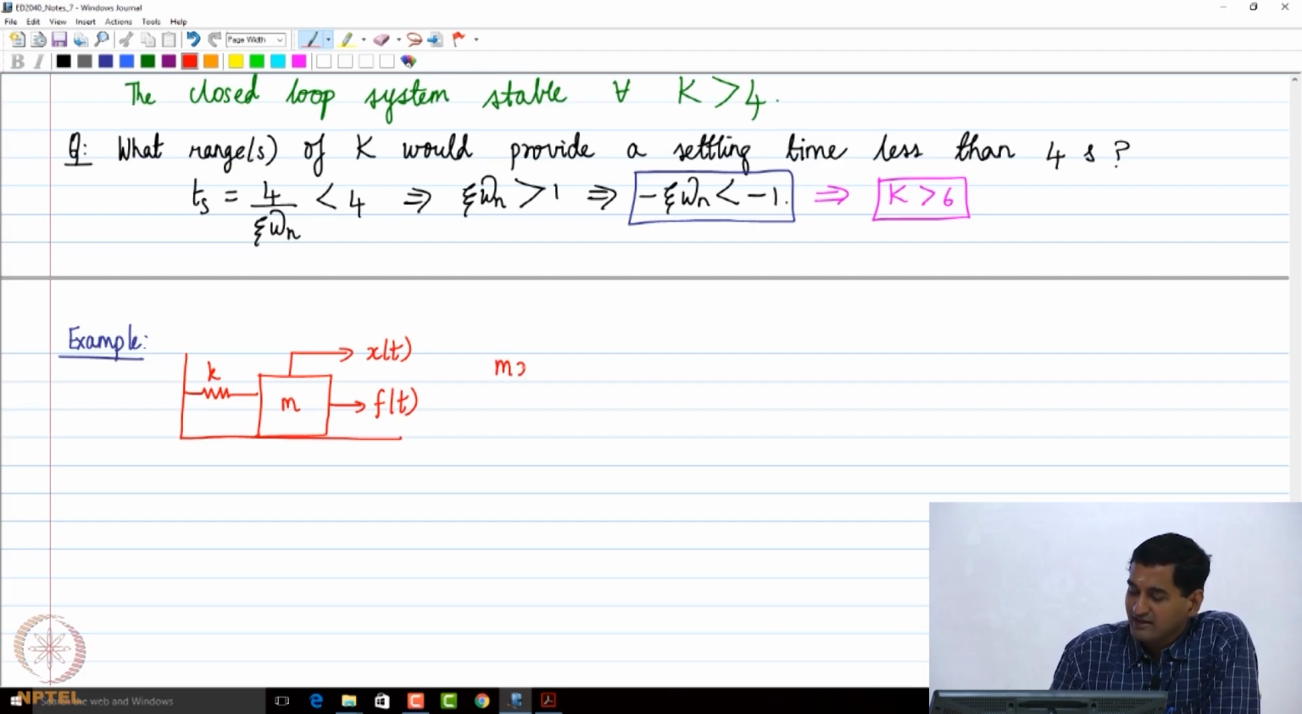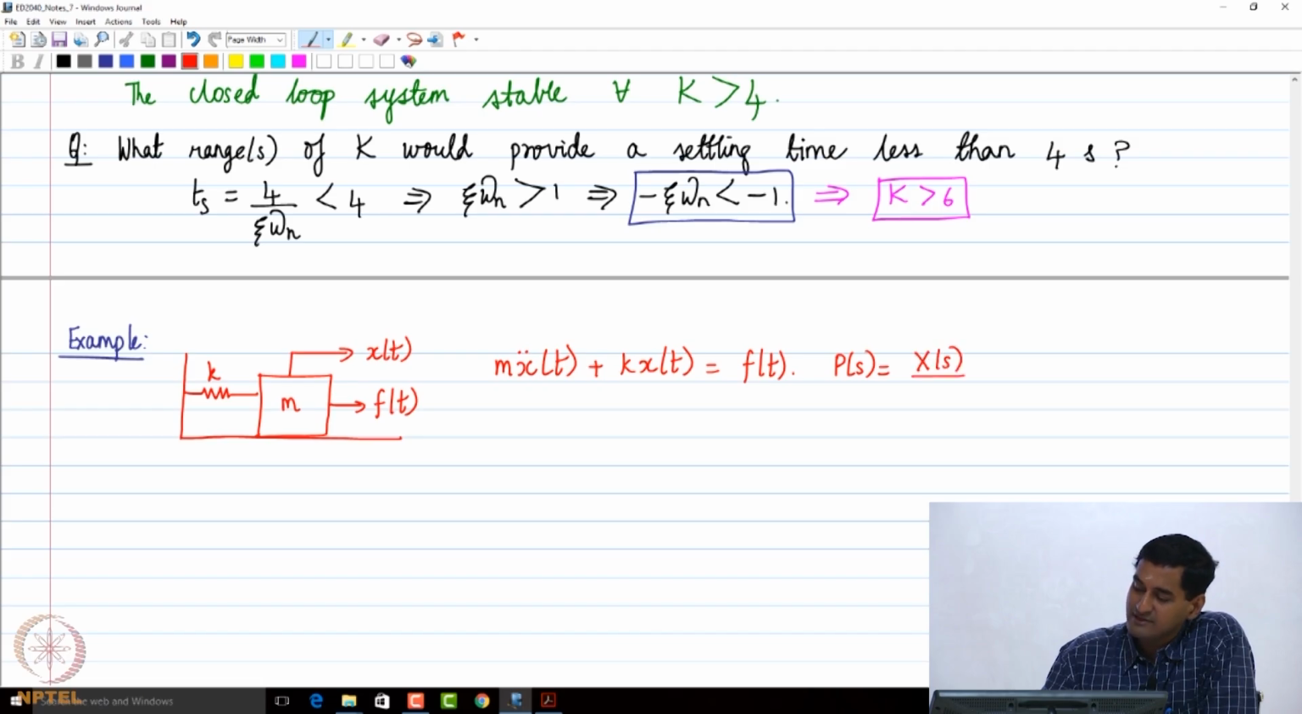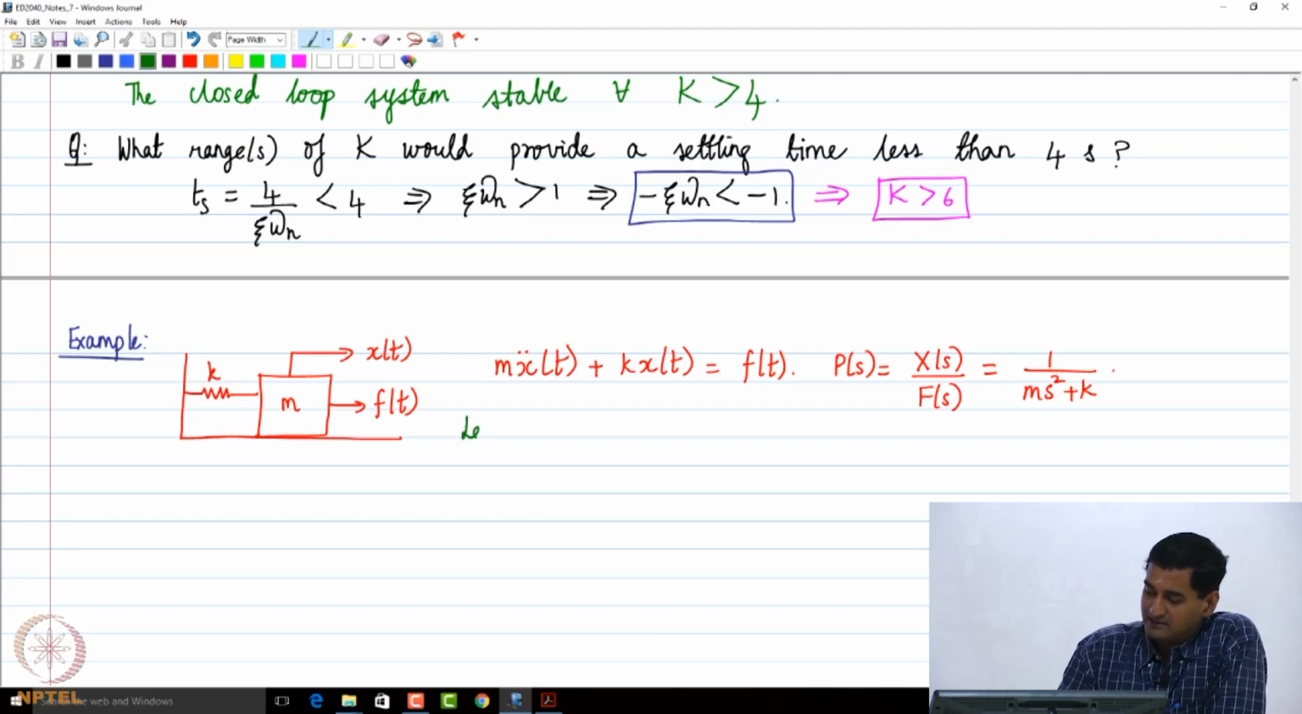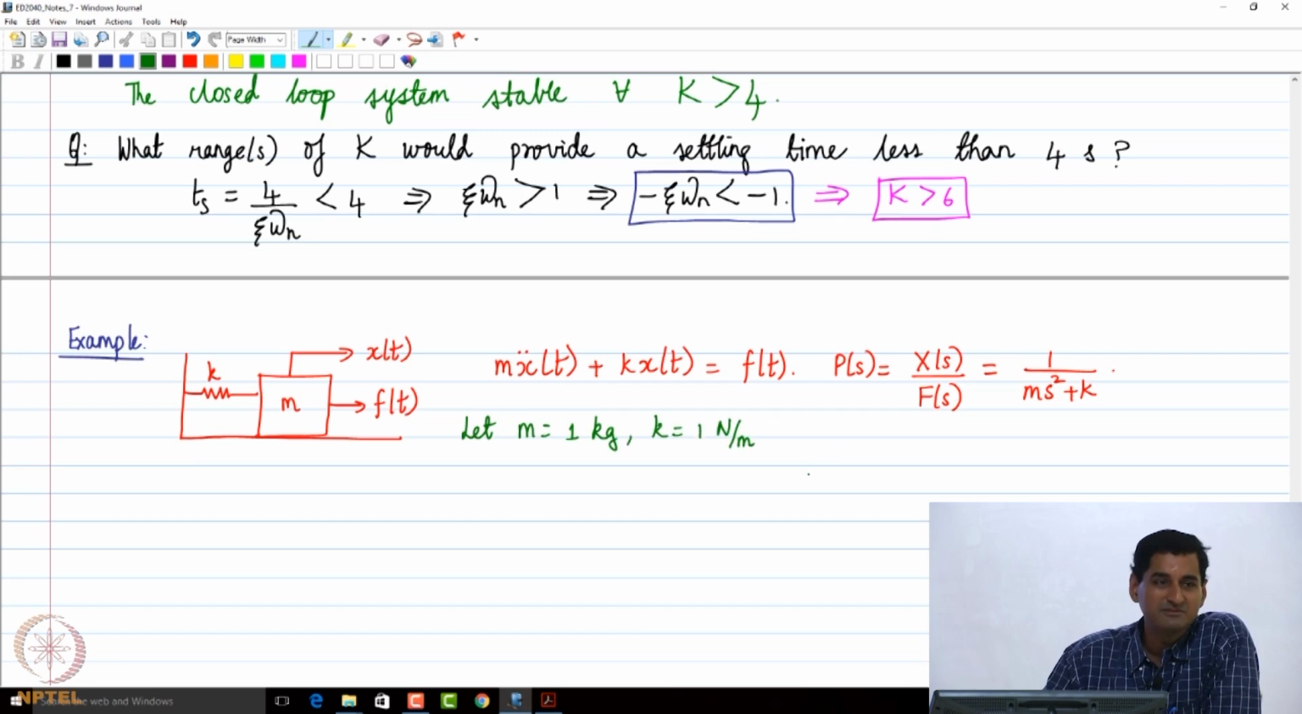So, we already know that the governing equation is going to be m x double dot plus k x of t is equal to f of t. The plant transfer function is going to be X of s divided by F of s, which is 1 divided by m s square plus k. These are things which we already know. So, just for simplicity, let m be 1 kilogram and k be 1 Newton per meter.